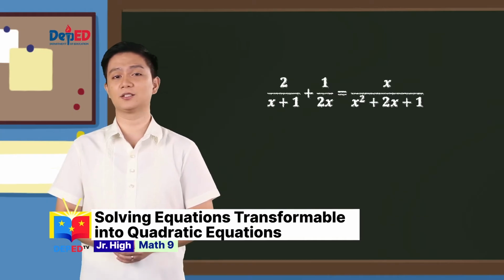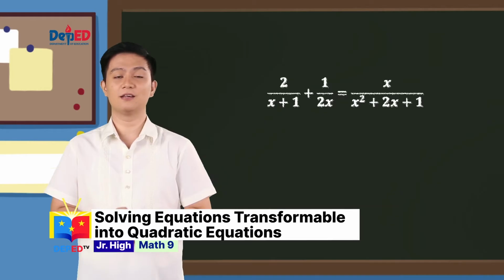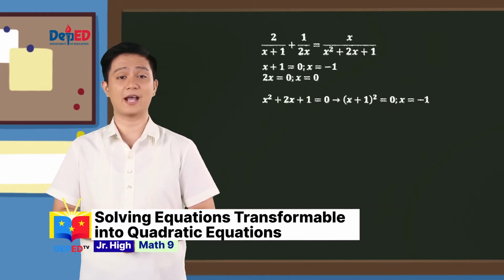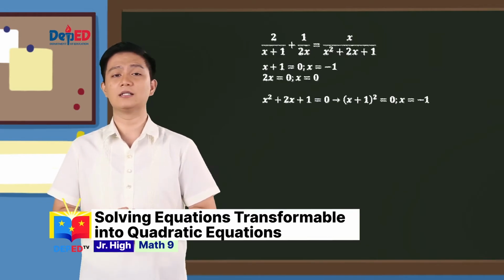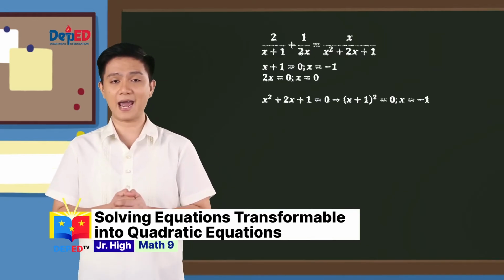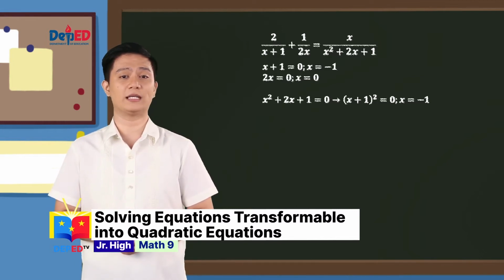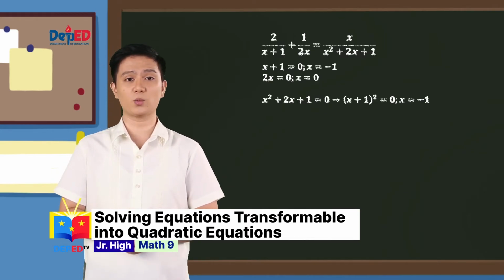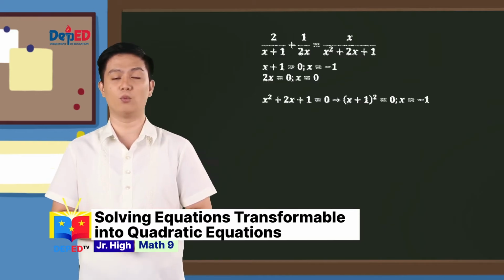Equating each denominator to 0, we must get the values of x that will make the rational algebraic expressions undefined. X plus 1 equals 0, so x equals negative 1. 2x equals 0, x equals 0. X squared plus 2x plus 1 equals 0 can be expressed as x plus 1 quantity squared equals 0, therefore x here is negative 1.